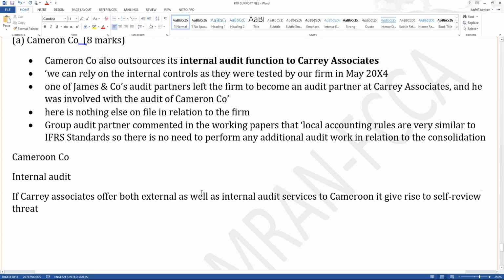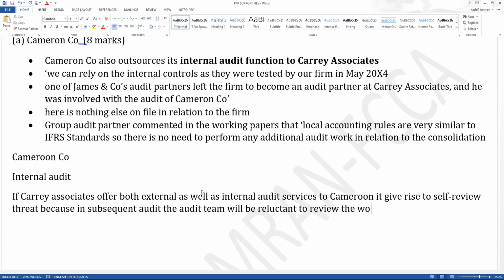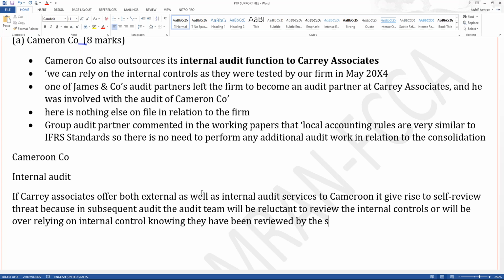If Kerry Associates offer both external as well as internal audit service to Cameroon, it gives rise to a self-review threat because in subsequent audits, the audit team will be reluctant to review the internal controls, or will be over relying on internal controls, knowing they have been reviewed by the same firm.